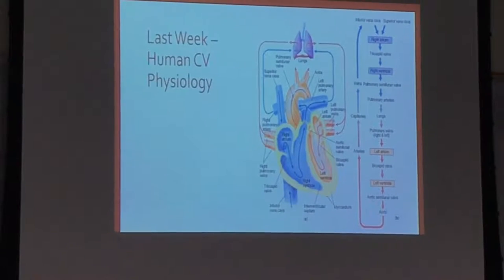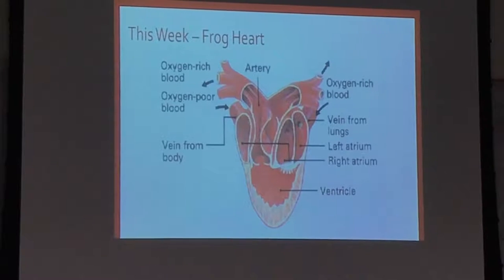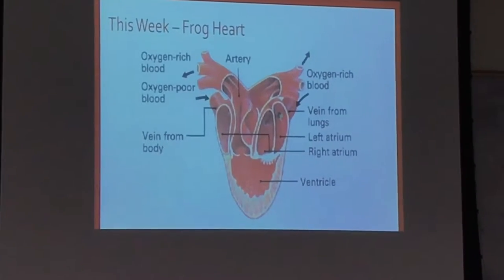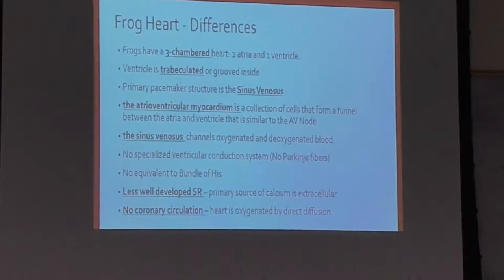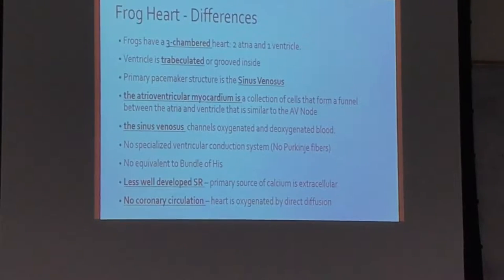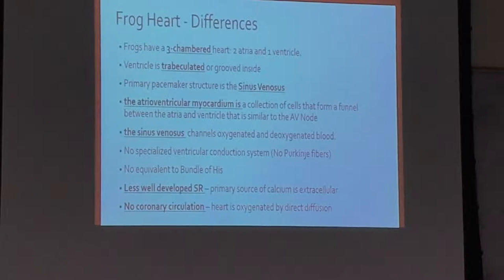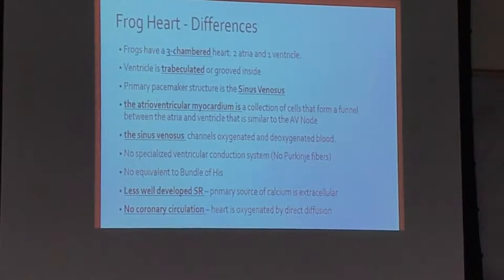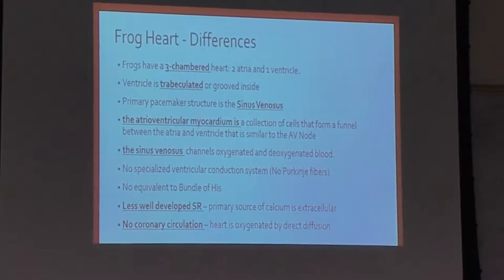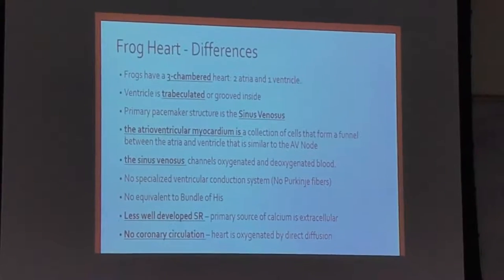All right, so last week we went over the human cardiovascular system, but this week, like I said, we're going to do it on a frog, so there are some differences between a frog heart and a human heart. Frogs have a 3-chambered heart, only 2 atria and 1 ventricle, and the ventricle is trabeculated, or grooved, inside. Their primary pacemaker is a sinus venosus. And they have something similar to an AV node, which is the atrioventricular myocardium, which is like a funnel between the atrium and the ventricle.